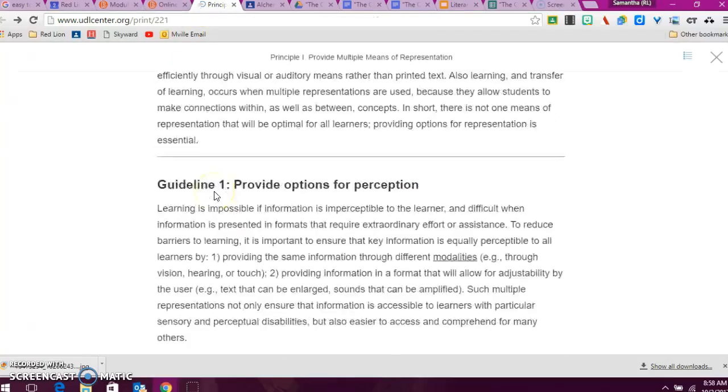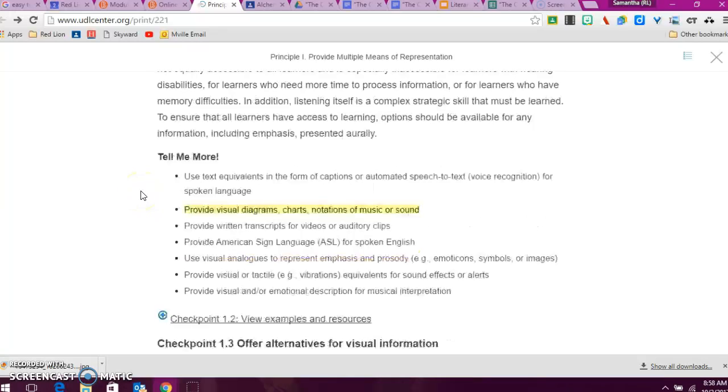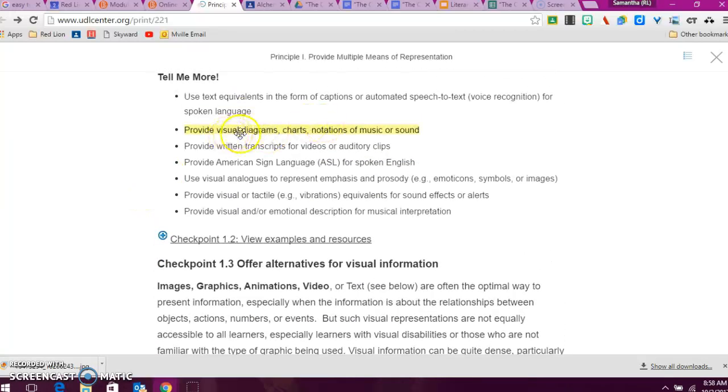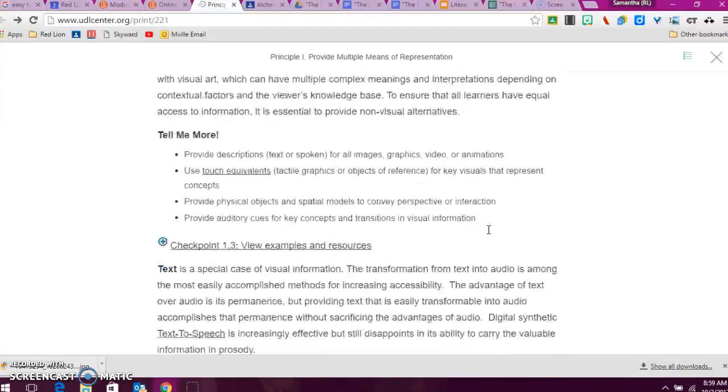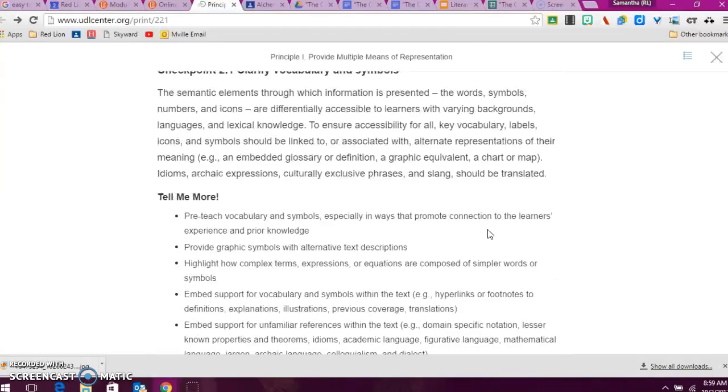That also comes up in the UDL guidelines as well, providing visual diagrams. I'm really, really big on graphic organizers. I think that my students perform a lot better when they have a graphic organizer to collect all of their thoughts and put everything into an area where it's going to be organized instead of just randomly writing things down on a piece of paper. So that for me is really big. I definitely stay more organized that way, and I know that they do as well.